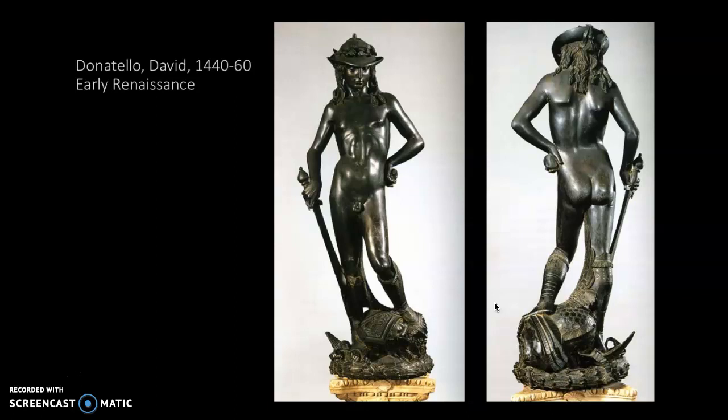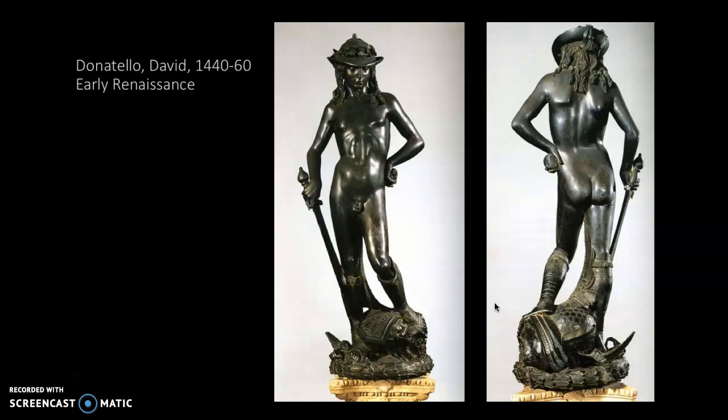The patron is somebody from the Medici family. This is a powerful Italian family. They lived in Florence, made a lot of money in banking, and they were important art patrons and art collectors. David was a symbol for the city of Florence because this is the classic underdog tale.